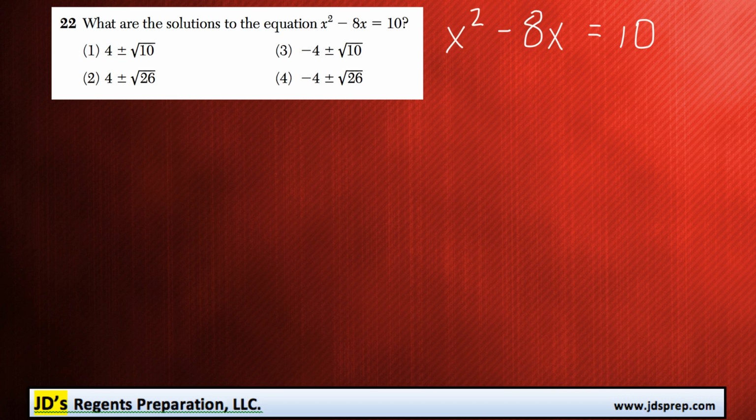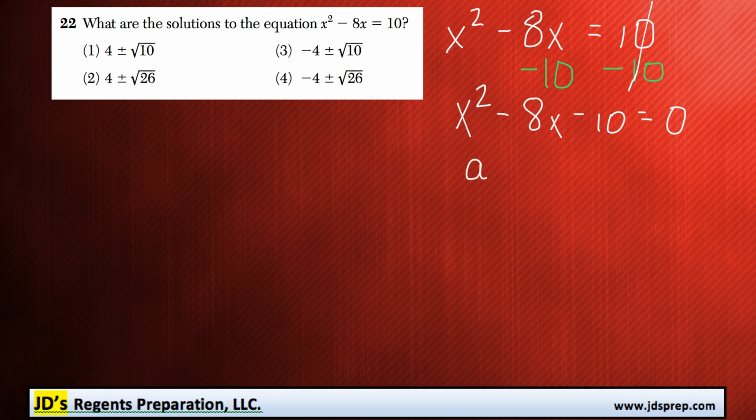In order to use that, we need to move everything over to one side of the equation so that the other side is equal to 0. So I'm just going to do that real quickly here by subtracting 10 from both sides. And then what you'll end up getting is x squared minus 8x minus 10 equals 0. So now that we have the equation in the form x squared plus bx plus c, we can use the quadratic formula.